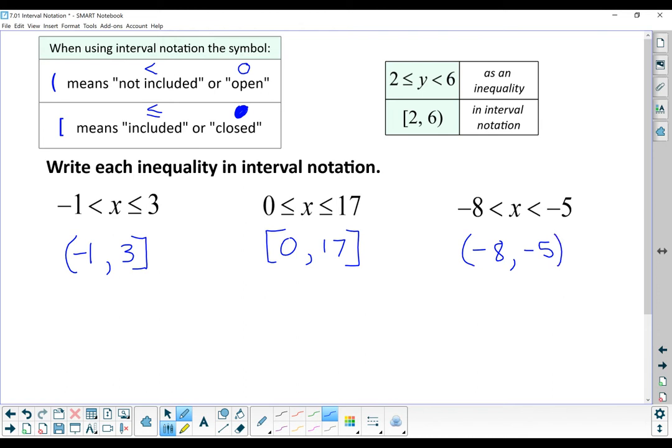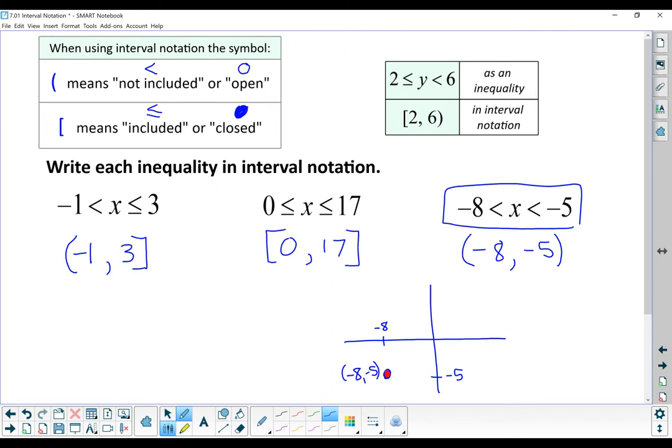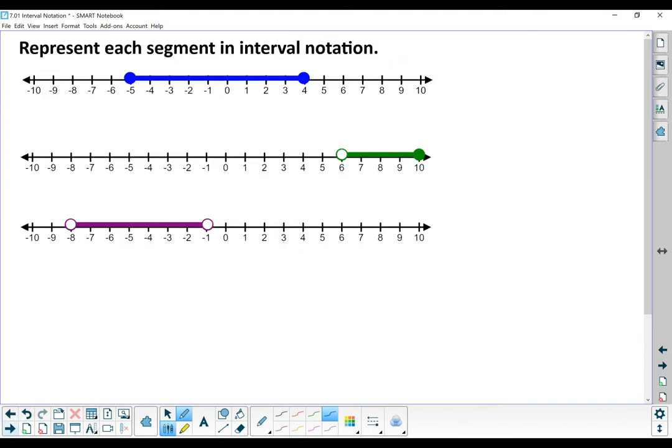So this particular one looks a lot like the point -8, -5. But just like with language arts, there are sometimes things that look the same but mean different things. And you can tell by the context which one it means. So sometimes when we write parenthesis -8, comma, -5 parenthesis, we're talking about this point on the graph. Other times we're talking about this inequality between -8 and -5. And again, the context will tell you which one it is.